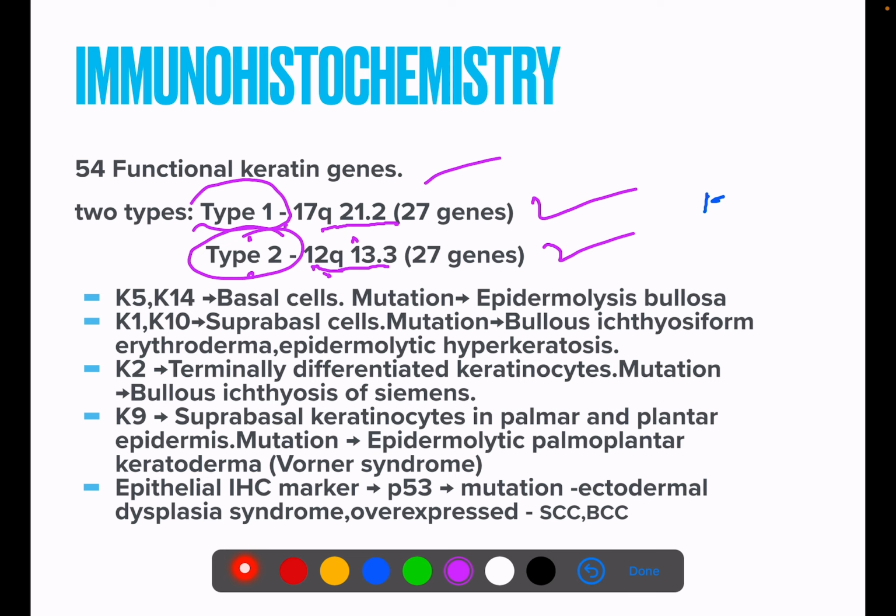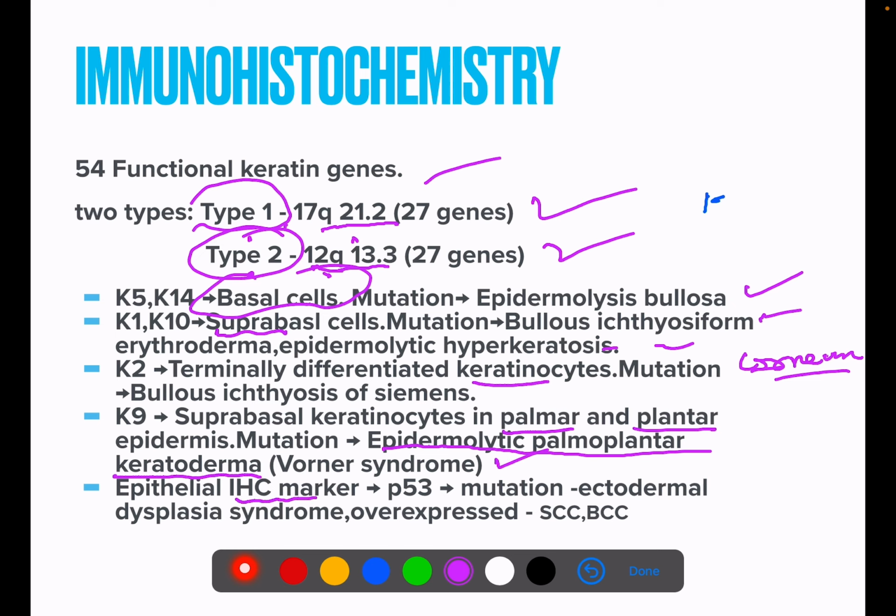So K5, K14 are in basal cells. Mutations cause epidermolysis bullosa. K1, K10 are suprabasal. What is suprabasal? Spinous layer. In the spinous layer, mutations cause bullous ichthyosiform erythroderma, epidermolytic hyperkeratosis. Then K2 is in terminally differentiated keratinocytes, present in the corneum layer. K9 is in suprabasal keratinocytes in palmar and plantar epidermis. Mutation will cause epidermolytic palmoplantar keratoderma or Vörner syndrome.